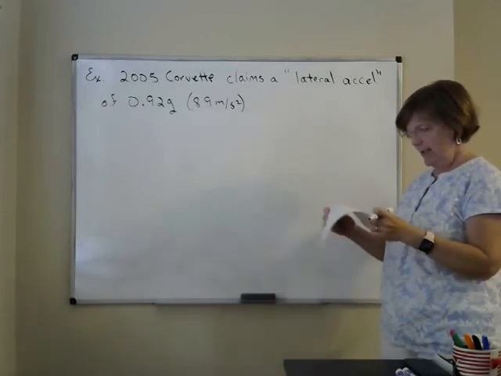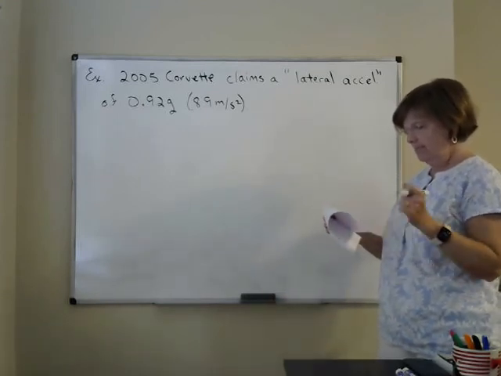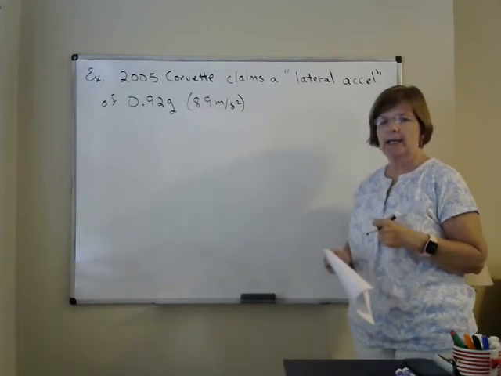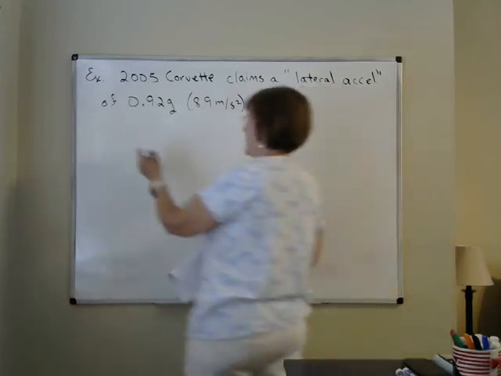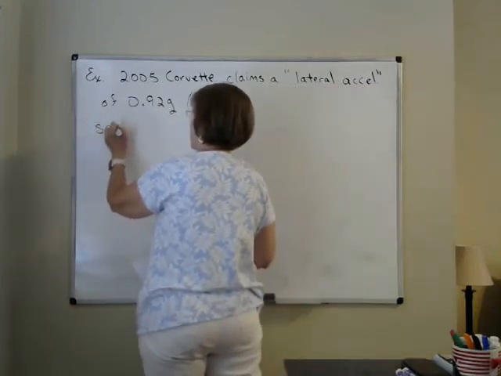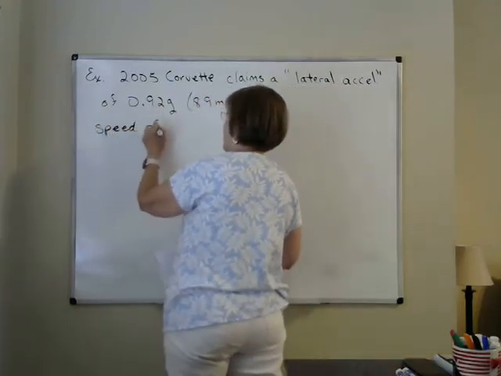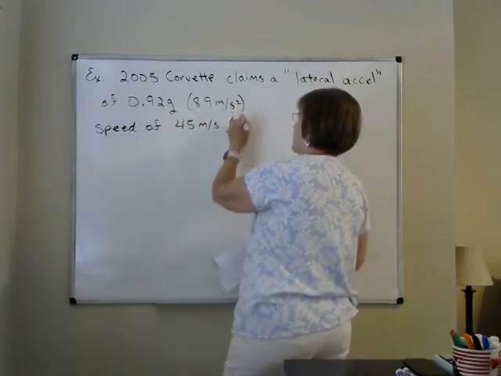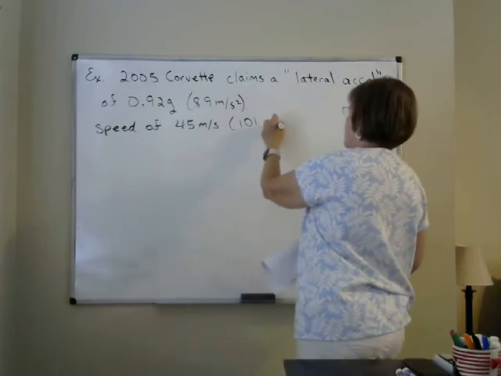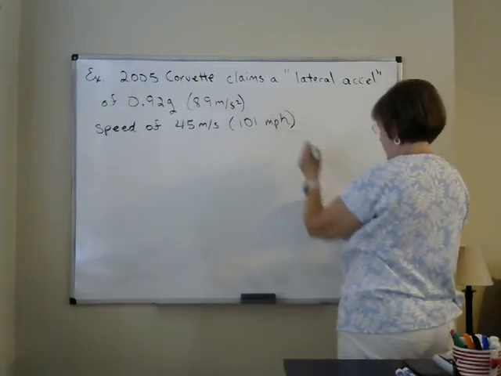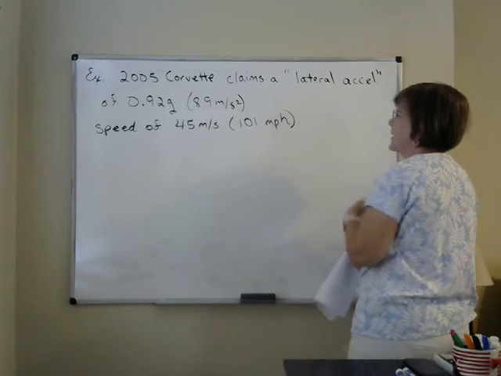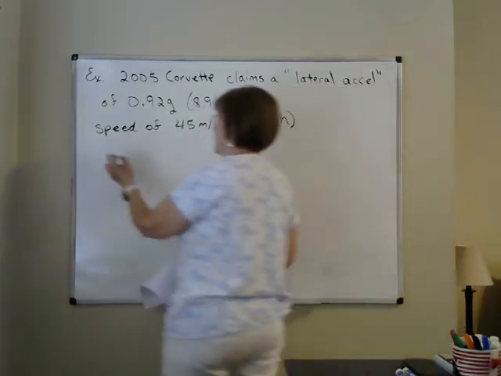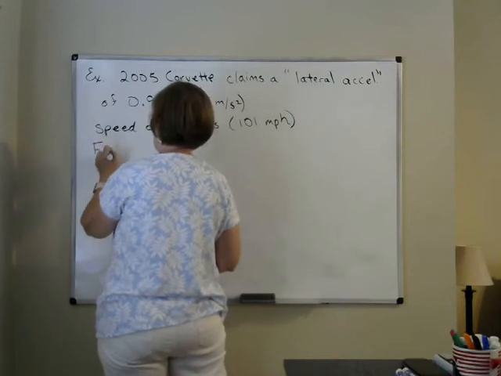The question says, if the car is traveling 45 meters per second, so we have a speed of 45 meters per second, that's about 101 miles per hour, what's the smallest possible radius? Find the minimum radius without skidding.